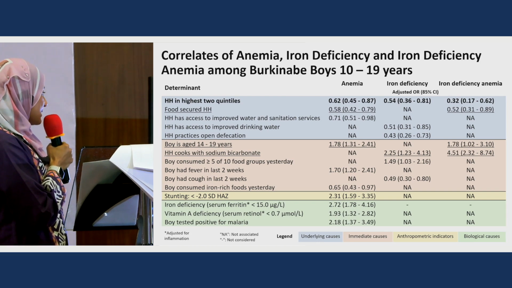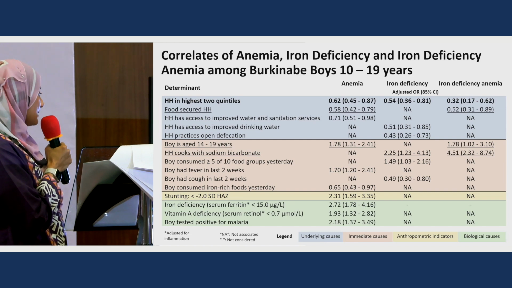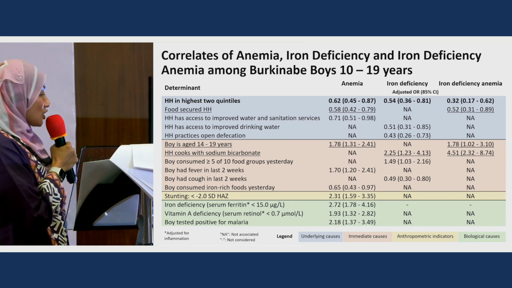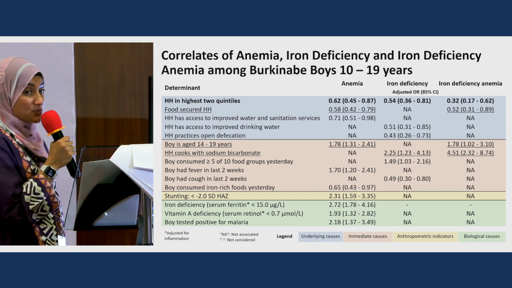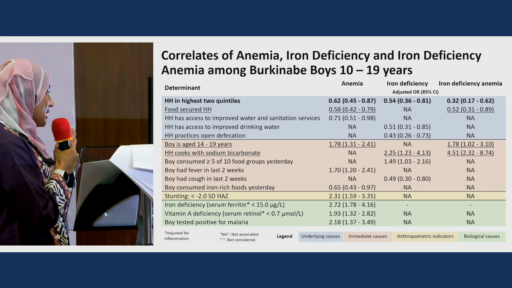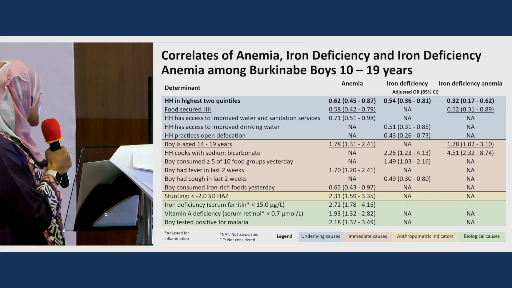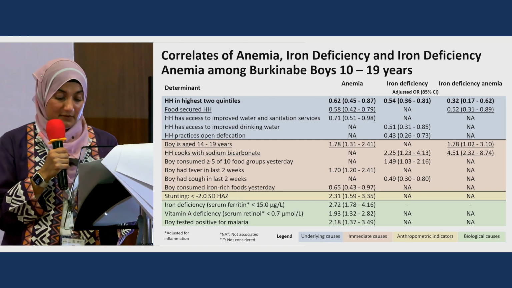And interestingly, for iron deficiency and IDA, we did not see an effect of either malaria or vitamin A deficiency as we did for the girls. But similar to the other three population groups, iron deficiency and malaria remain a significant risk factor for having anemia.